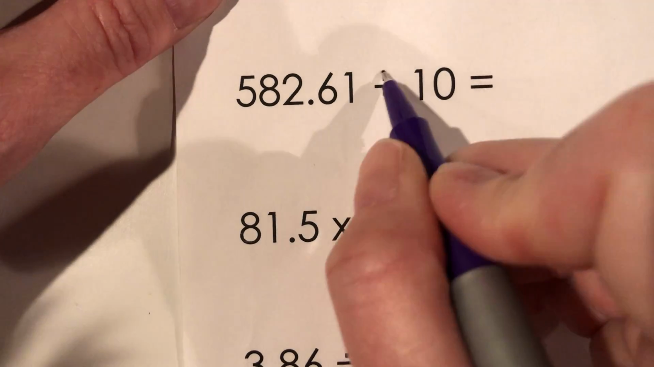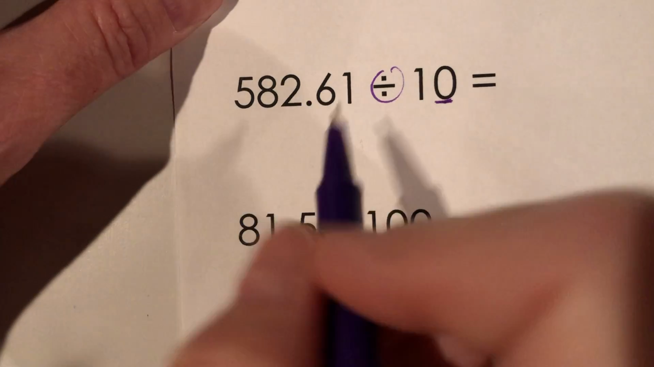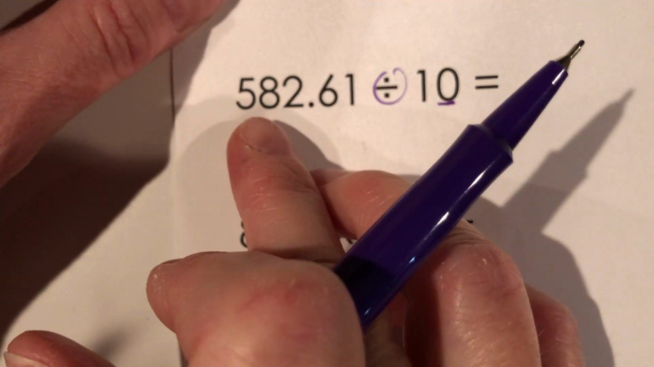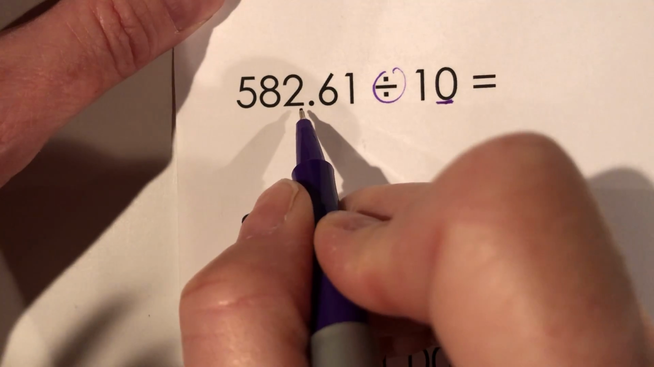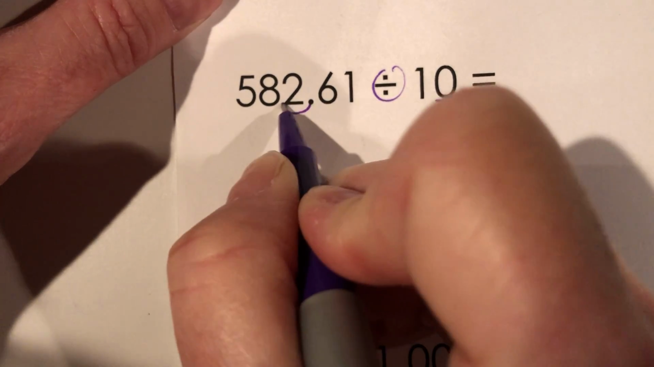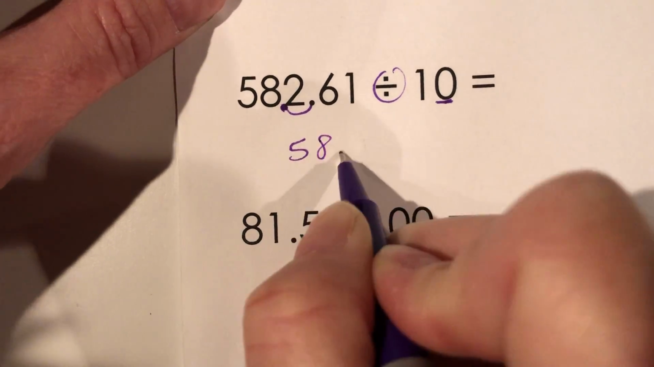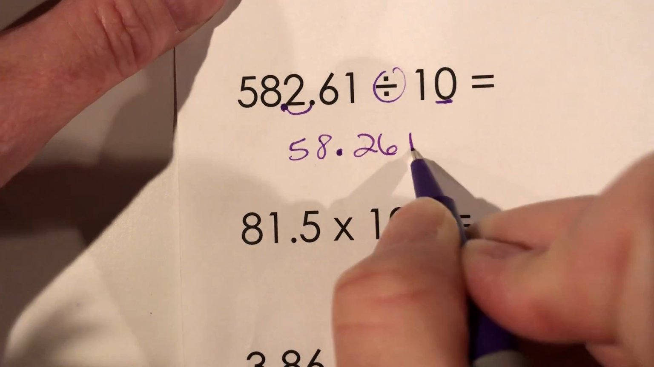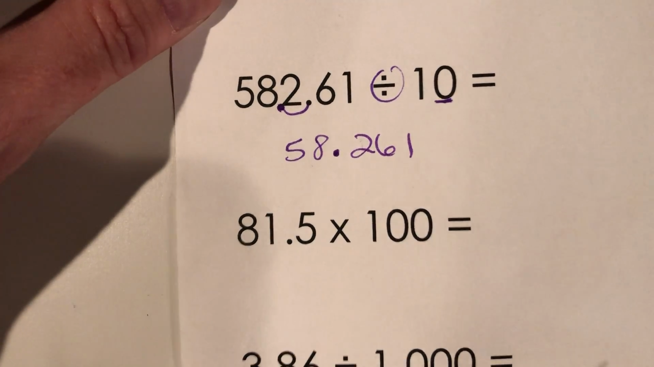Okay, here I'm dividing by 10. When you divide by 10, I want all my digits to shift this way. That means I need to shift my decimal point 1 place left. So this decimal point's right here. It would move between the 8 and the 2. So you should have 58 and 261 thousandths.